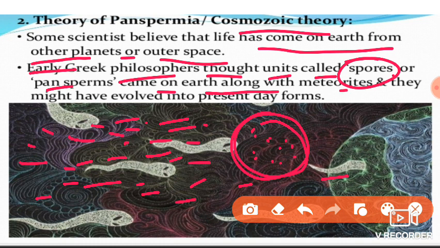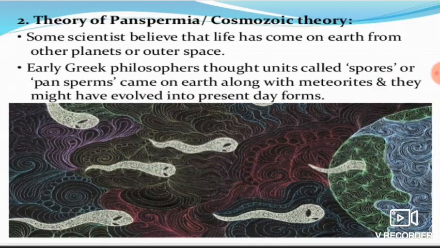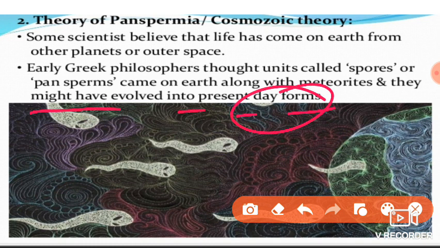Okay, meteorites also carry life units. These meteorites are also the same. They are transferring from one planet to another planet. At that time, earth also received them, and then life originated. They might have evolved into present day forms. Now also they are present on the earth.